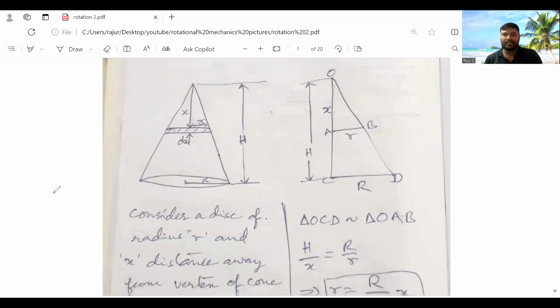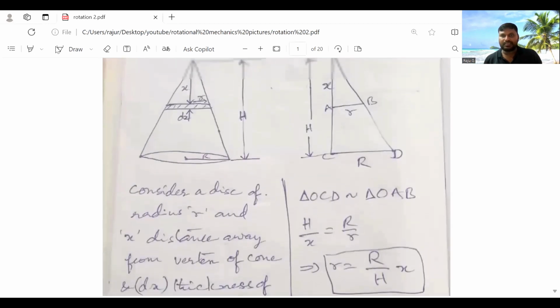To find the radius of the element disk, let us consider only this triangle. So I will draw this triangle here. OAB is one triangle, OCD is another triangle, and these two triangles are similar triangles. Why are they similar? This angle is common for the two triangles, and this angle and this angle are same, therefore 90 degrees. So by AA criteria, these two triangles are similar. If the two triangles are similar, their corresponding parts are proportional.